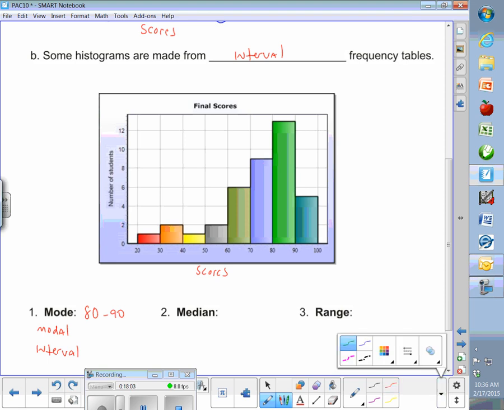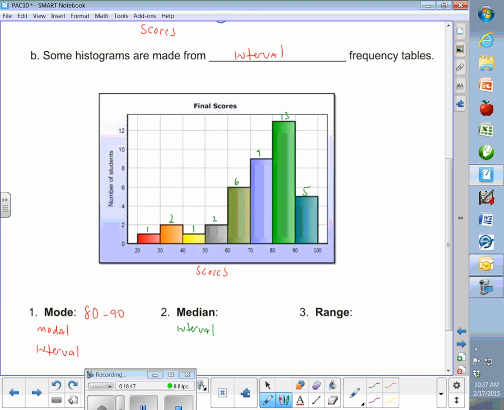All right, with the median, again, we're looking for a median interval. So I need a middle interval. Again, to do this, I need to figure out how many pieces of data there are. So I'm going to put the number of pieces of data over top. There's 1 from 20 to 30, 2 from 30 to 40, 1 from 40 to 50. You follow what I'm doing? All right, 2 from 50 to 60, 6 from 60 to 70, 9 from 70 to 80, 13 from 80 to 90, and there are 5 from 90 to 100.